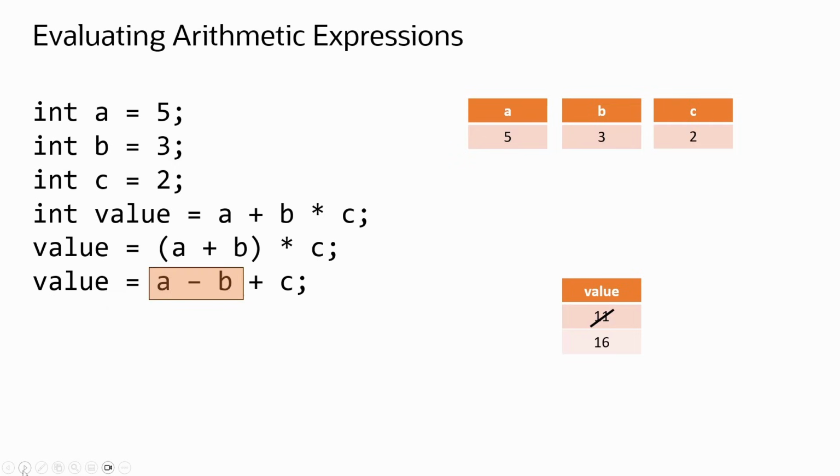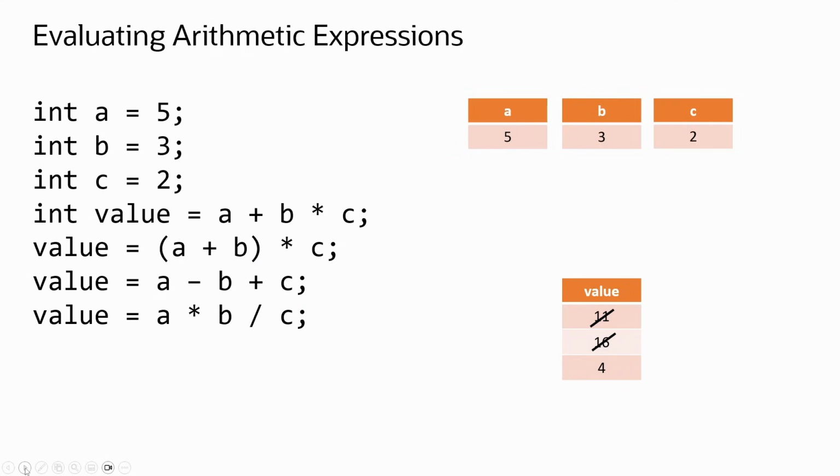In this next expression, value equals A minus B plus C. We would do the subtraction first because, working from left to right, addition and subtraction are on the same level of the order of operations. So A minus B, or 5 minus 3, which is 2, plus C, which is also 2, and 2 plus 2 is 4. So value is assigned 4.